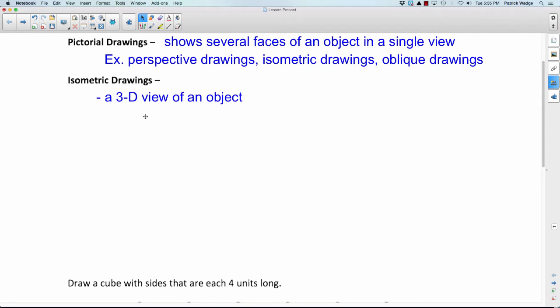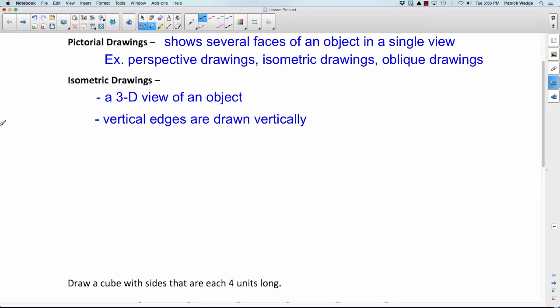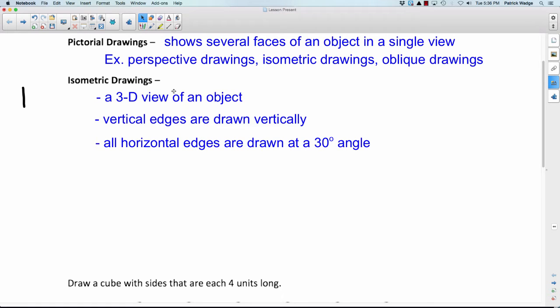They are a 3D view of an object. The vertical edges are drawn vertically, so on the actual object you're drawing, anything that's up and down will still look up and down in the drawing that you're going to make. However, horizontal edges are drawn at a 30-degree angle, so it'll kind of go back like this, 30 degrees, and back like this, 30 degrees.